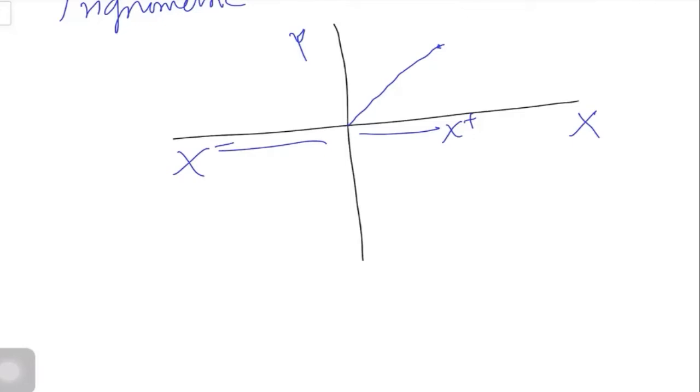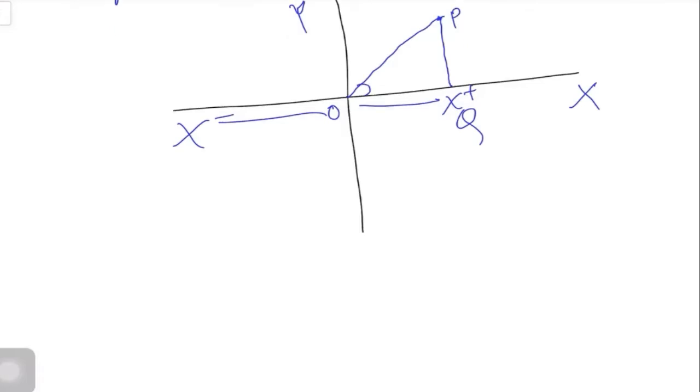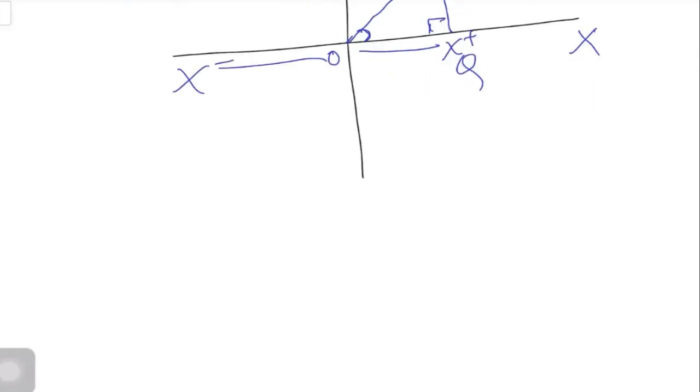And so we can draw a perpendicular from this point P to the positive x-axis, and we can give another name, say Q. So here is one angle, and this point makes an angle with the positive axis, so that angle is say this, and this is 90 degrees. And so we can define this angle's cosine theta and sine theta.